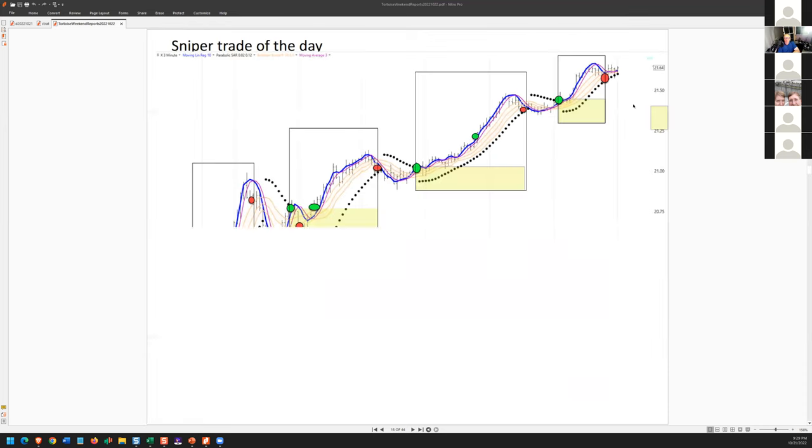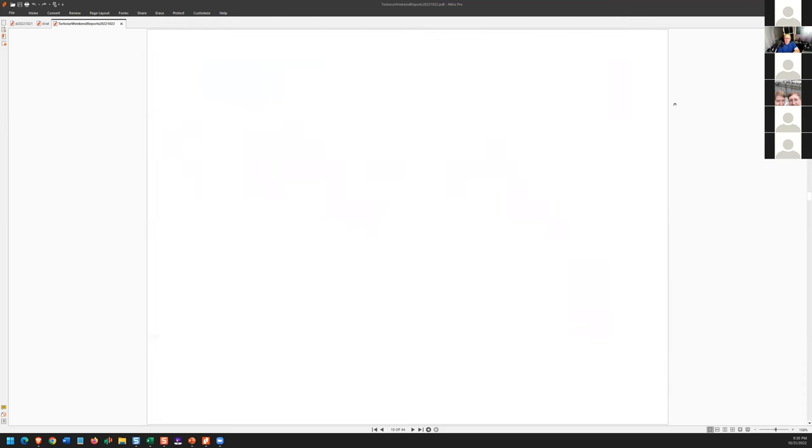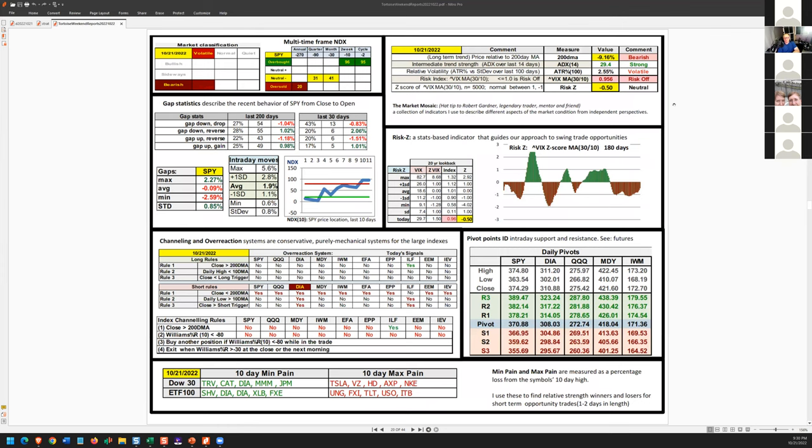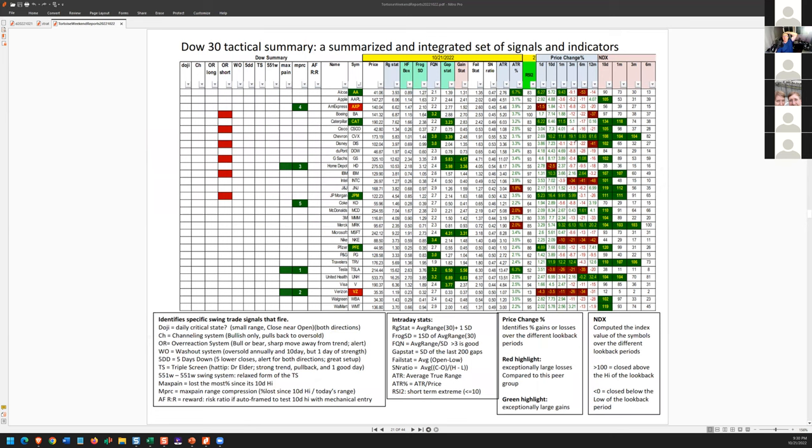We'll shift to the daily. We'll go to dashboard one. There we go. We've seen that all already. The Dow 30.